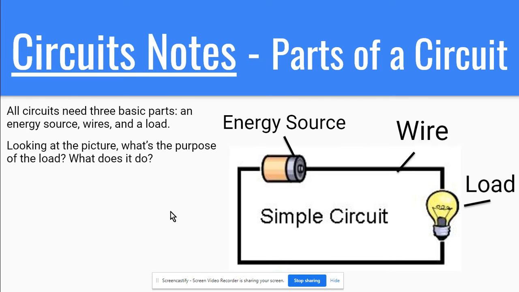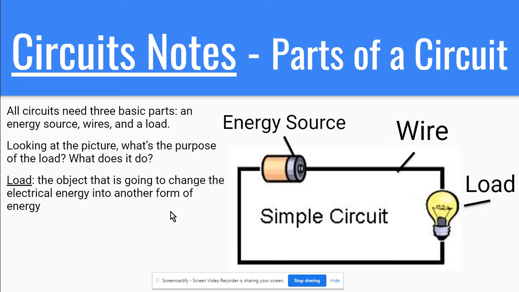Okay, so we need three basic parts to a circuit. We need an energy source, we need the wire, and the load. My question is, what material do you think the wire needs to be made out of? Some type of metal, something that conducts electricity very well. So you will have a copper wire or any type of metal.